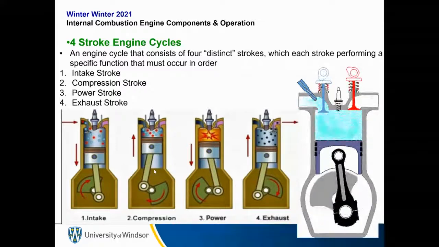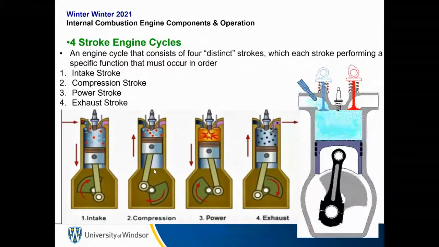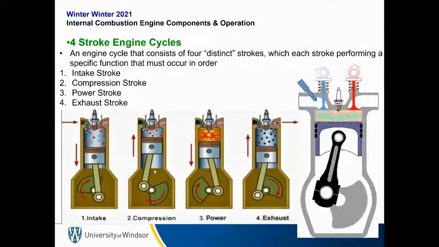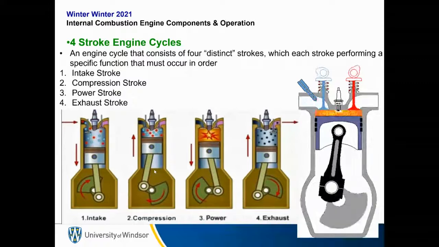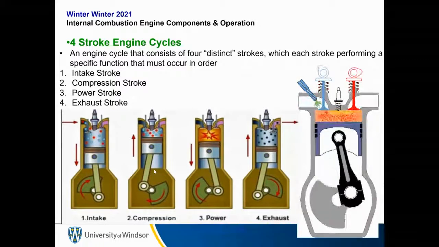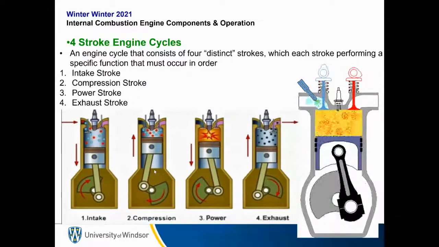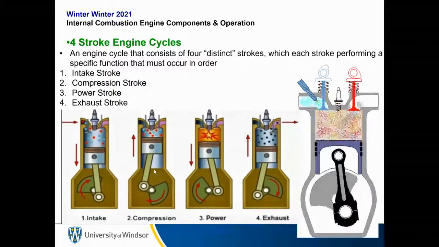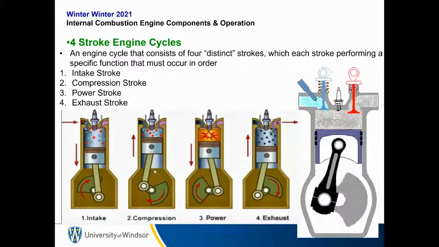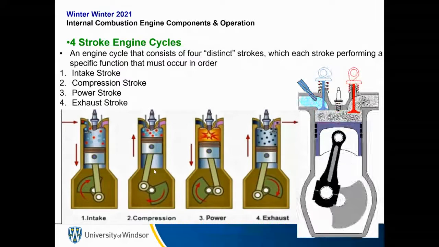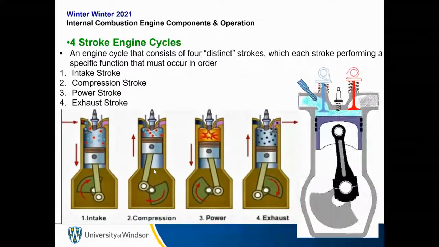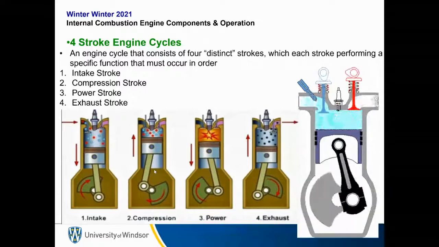Okay, so I'm now going to talk about engine cycles. The most common engine cycle in terms of the automotive sector is what's called the four-stroke engine cycle. Now, as the name implies, it's an engine cycle that consists of four distinct strokes, where each stroke performs a specific function that must be in a particular order for the engine to operate. This is different than some other cycles where different processes are happening concurrently, whereas in a four-stroke, we can generally isolate the strokes into four specific functions.